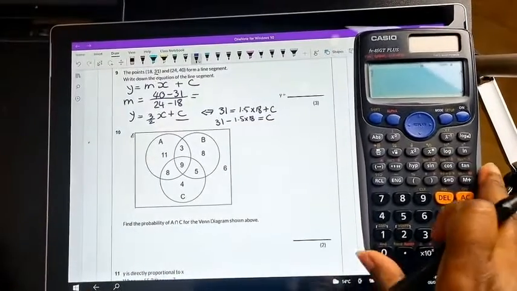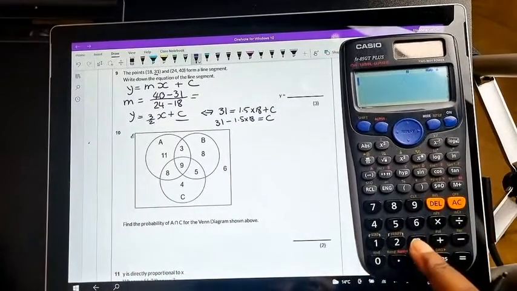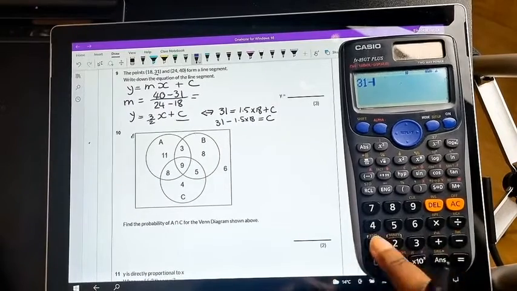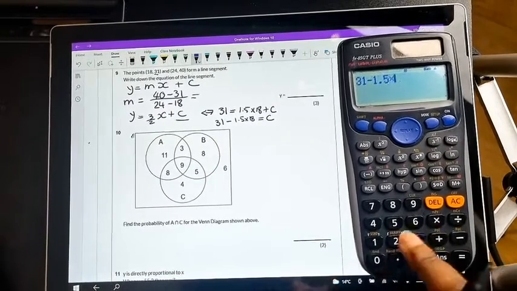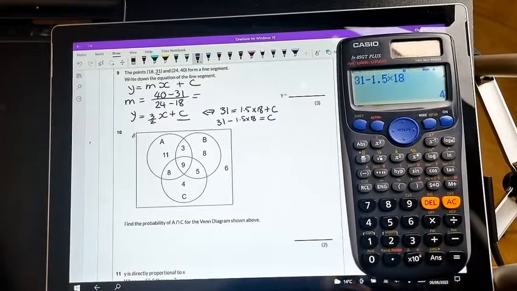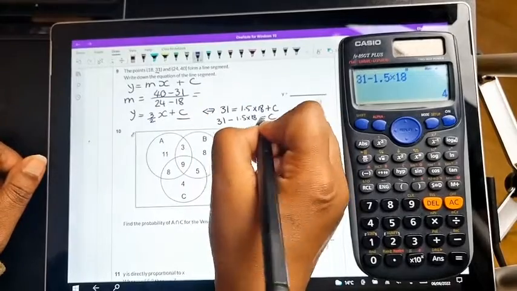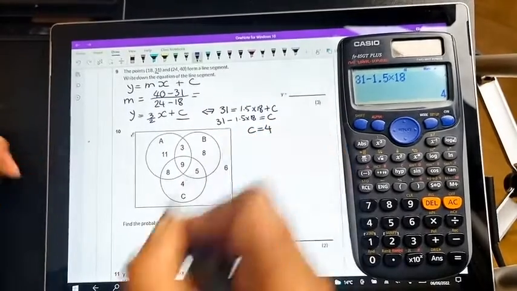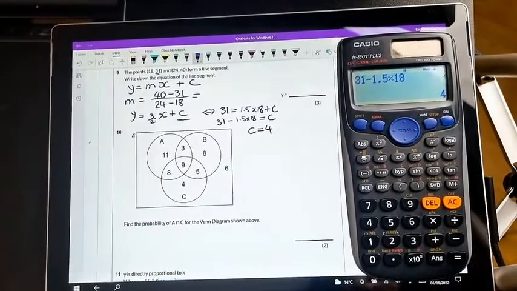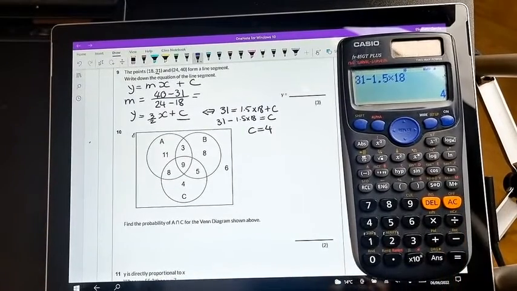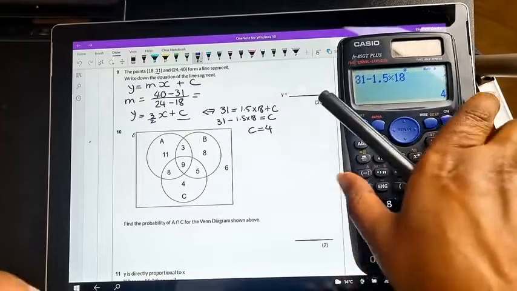And once we have that, we can finalize. So again, I plot everything on the calculator: 31 minus 1.5 times 18. The calculator has BIDMAS, so I don't need to worry. Okay, c is equal to 4. If you had the same answer, tap on the screen. The first few questions we're going through, guys, are foundation as well.